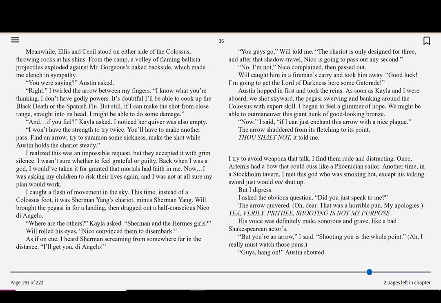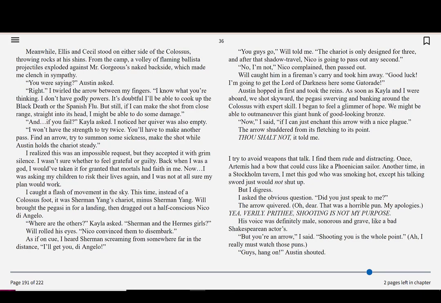Did you just speak to me? The arrow quivered. Oh dear, that was a horrible pun. My apologies. Yea, verily, prithee, shooting is not my purpose. His voice was definitely male, sonorous and grave, like a bad Shakespearean actor's. But you're an arrow, I said. Shooting you is the whole point. I must really watch those puns.